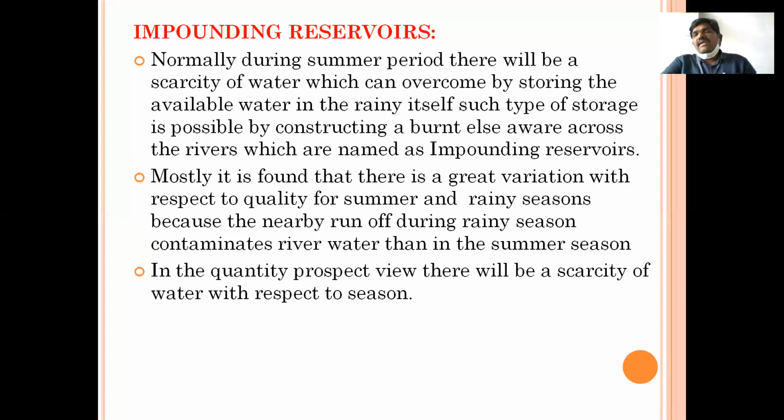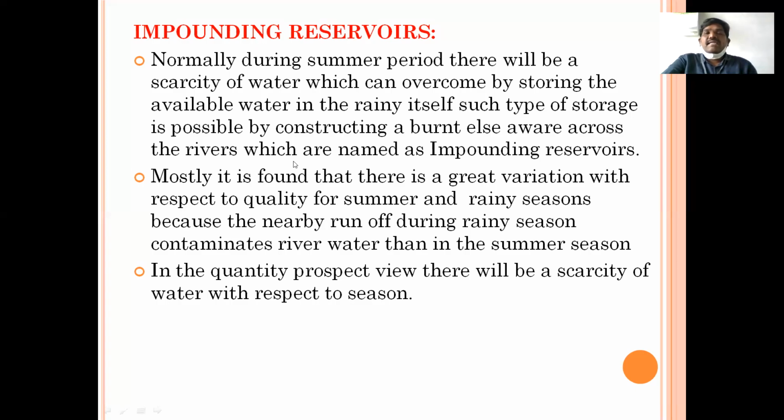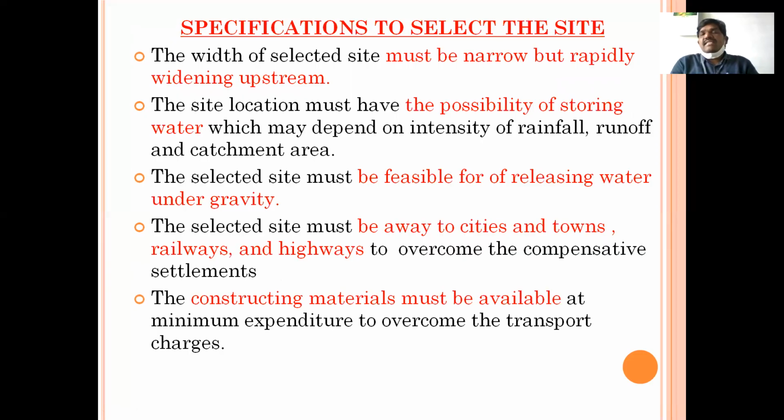This is about the impounding reservoirs, and here the specifications to select the site for reservoirs. I said an impounding reservoir is nothing but constructing a dam across the river. Now, what are the specifications to select the site to construct? The first one is that the selected site must be narrow, but it should be rapidly widened towards the upstream direction. In that narrow portion, we can construct the dam, while it should be widened rapidly.